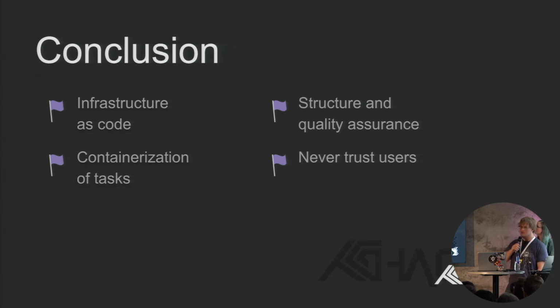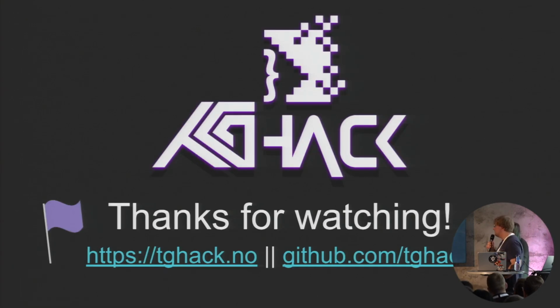Structure and quality assurance is important to make sure that you don't leave files in temp, and in general make the tasks solvable. And also never trust users, especially in a CTF when they're trying all the new scripts. So try to restrict all of the resources like network and CPU memory and stuff with cgroups. That's it for my part.